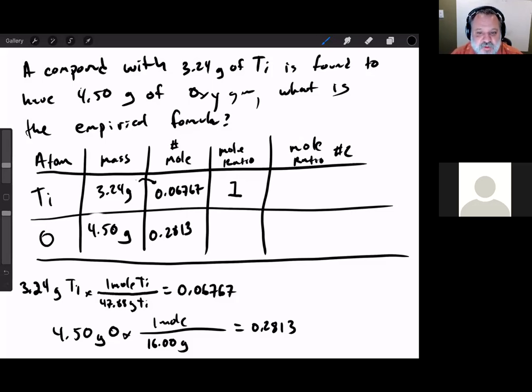No, oxygen isn't the lowest value of moles because 0.06767 is smaller than 0.2813. And so I want to divide everything by the smallest number. So 0.2813 divided by 0.06767. What do I get? 0.2813 divided by 0.06767. Huh.